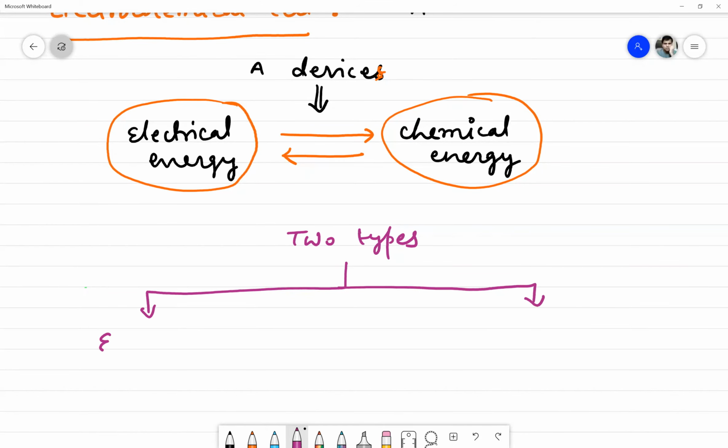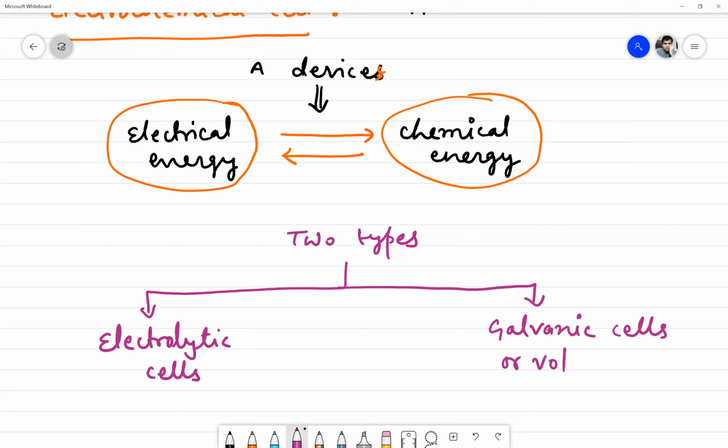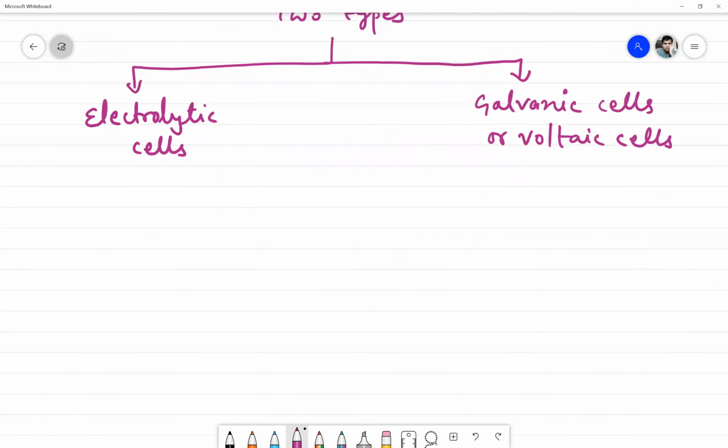Okay, based on this interconversion, these electrochemical cells are of two types: electrolytic cells and galvanic cell. These are also called voltaic cell. Okay, so first we will learn about the electrolytic cell. So what are the electrolytic cells?